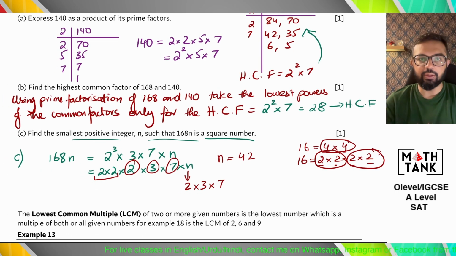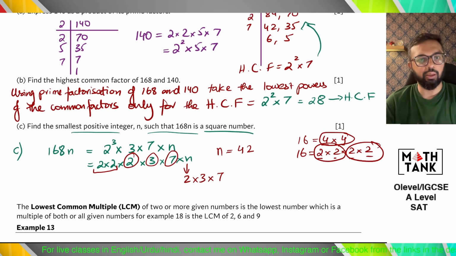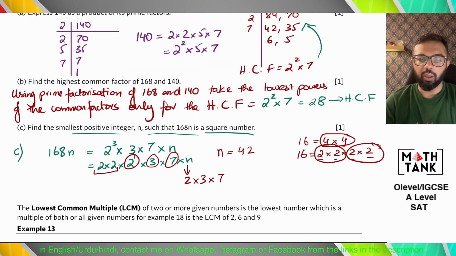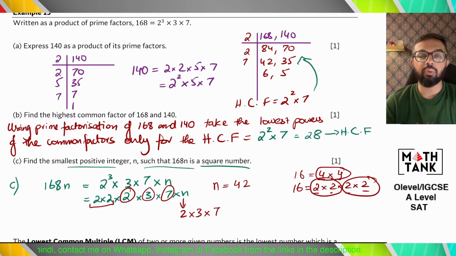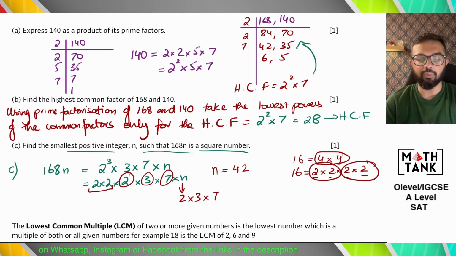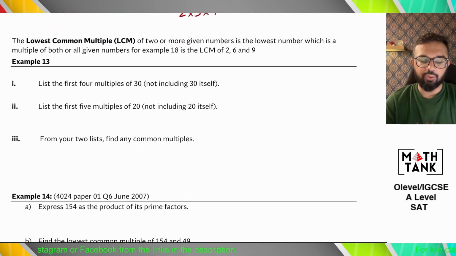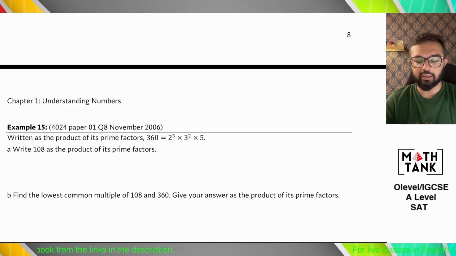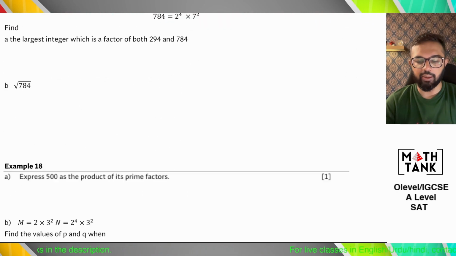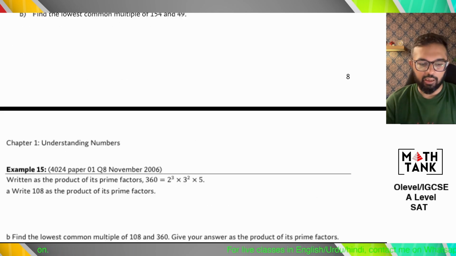This is a typical past paper question that you should be aware of. This question was about factors, highest common factor and so on. Now in the same case, there's a question about LCM. Let's talk about that.